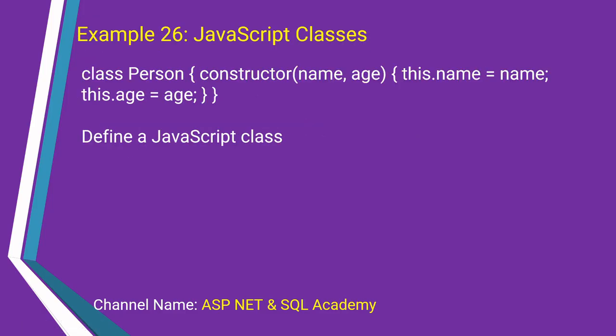Example 26. JavaScript classes. Classes are a fundamental concept in object-oriented programming. We can define a JavaScript class using the class keyword. For example, let us create a Person class with a constructor that takes name and age as parameters.